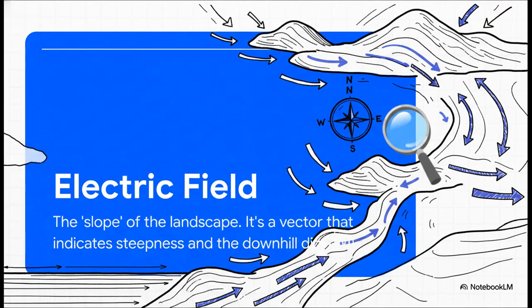So what about the electric field? Well, if potential is the height, then the electric field is the slope. But it's a really smart kind of slope. It doesn't just tell you how steep the ground is, it's also like a little arrow that points you in the steepest downhill direction. It's got both strength and direction, which, in physics, makes it a vector.